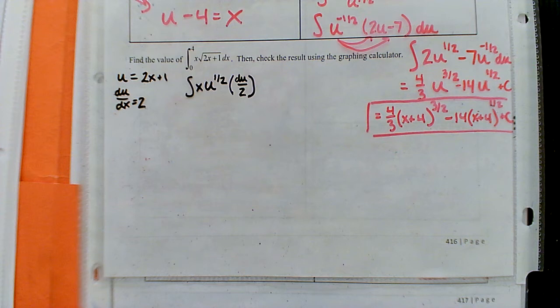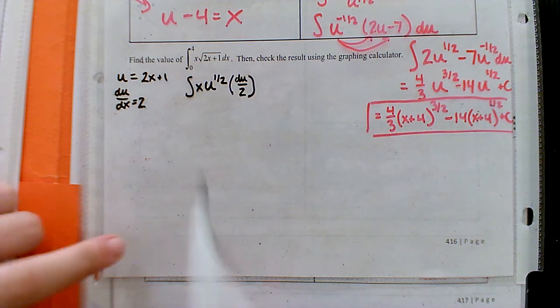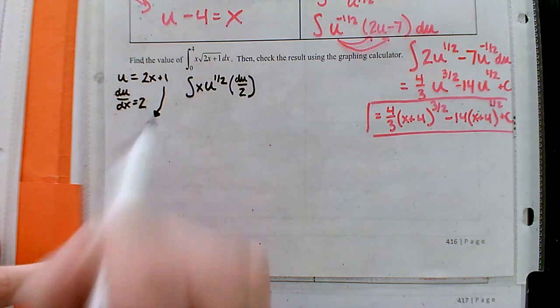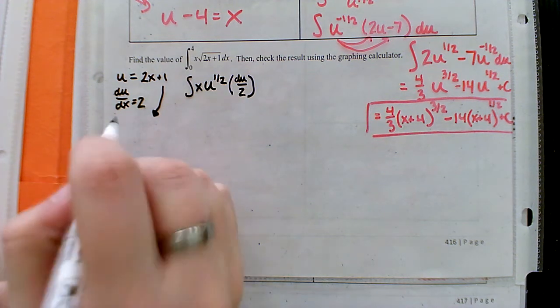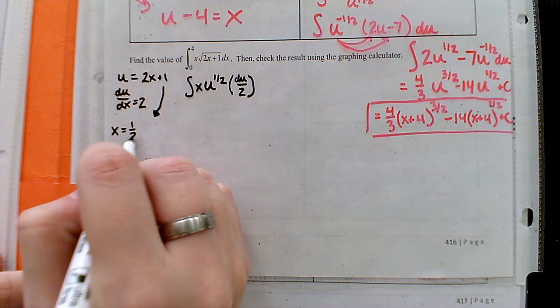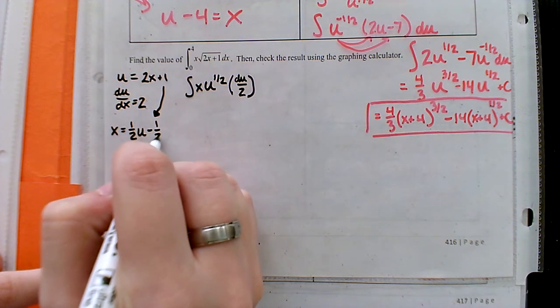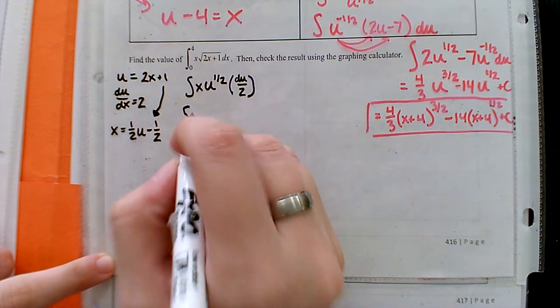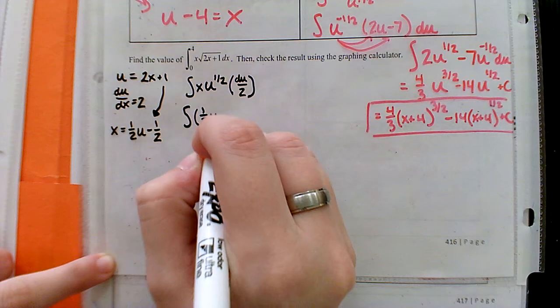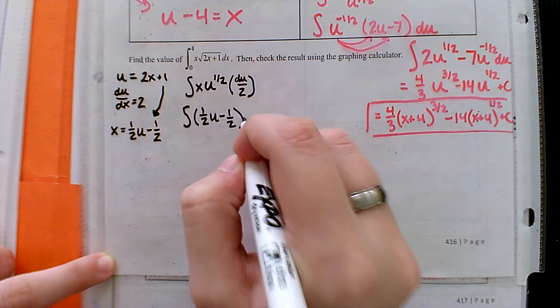Did the x go away? Unfortunately not, right? Okay, but it's not the end of the world. We're going to go ahead and take the u equation and solve it for x. So we got to subtract 1 and then divide by 2. Looks like we get 1/2 u minus 1/2. So we'll go ahead and replace that for the x that was still left in there.